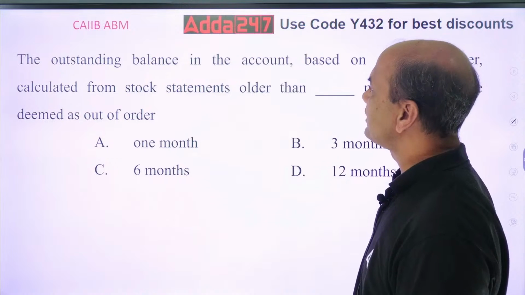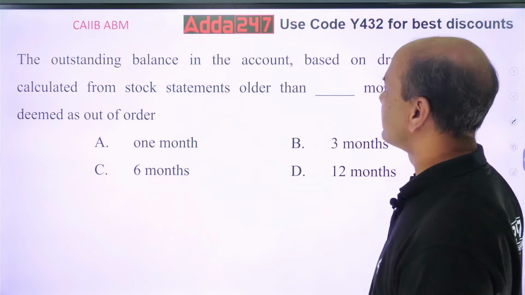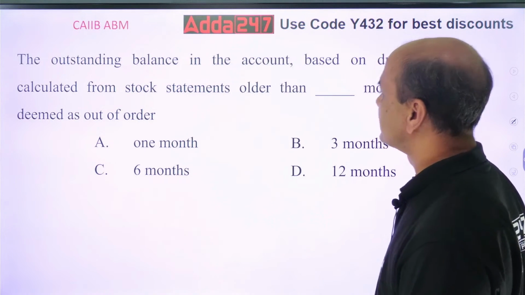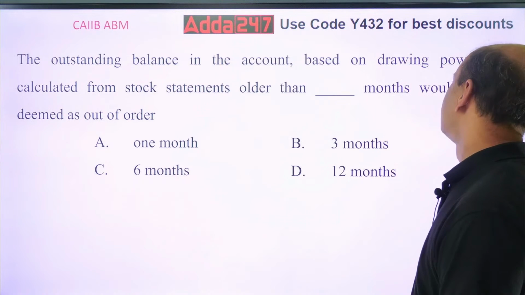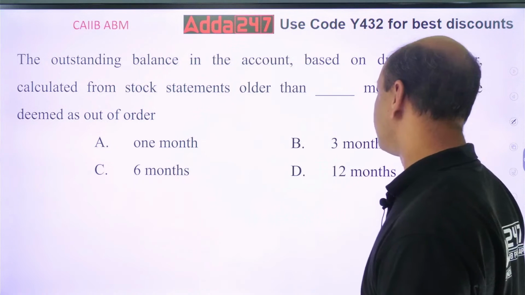The outstanding balance in the account based on drawing power calculated from stock statements older than dash would be deemed as out of order. Oh, very important.